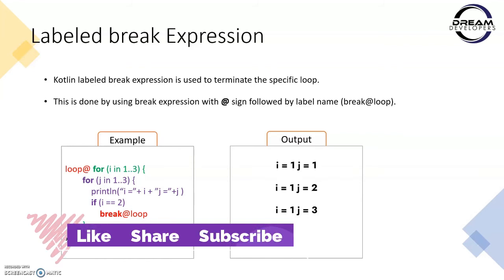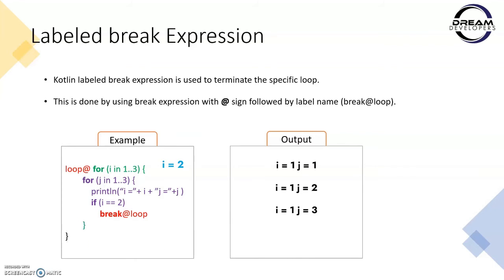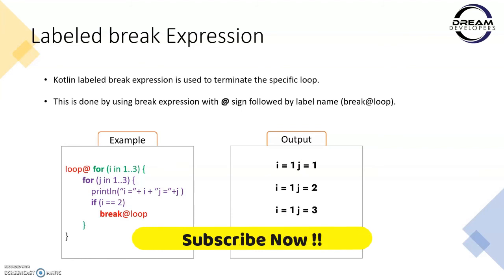Now i loop executes second time, so i is set as 2 and j loop executes. So first i and j is printed, i is 2 and j is 1. Now it checks the condition that i is equal to 2, yes, so it will break the loop i because of label break is given to i loop. I hope you will understand break and label break expression.